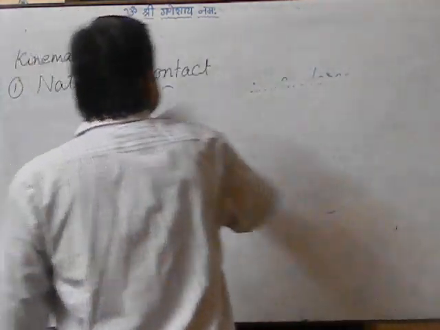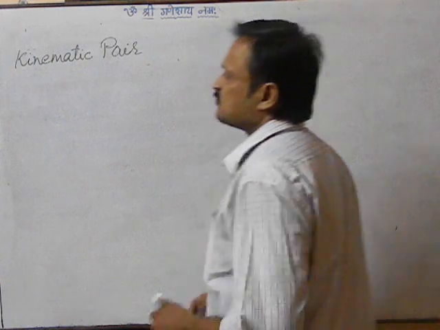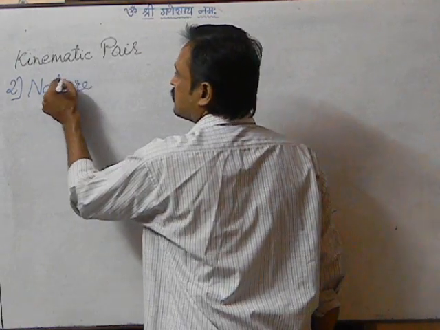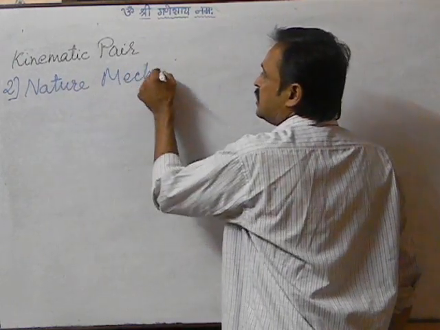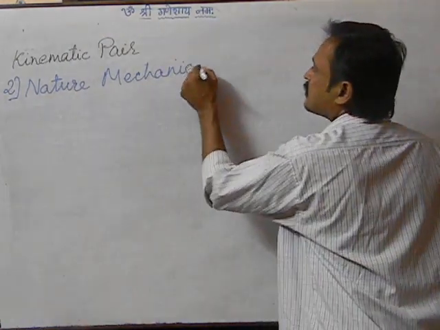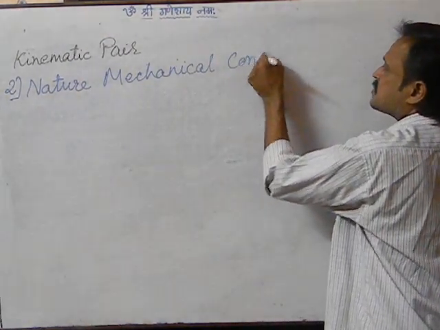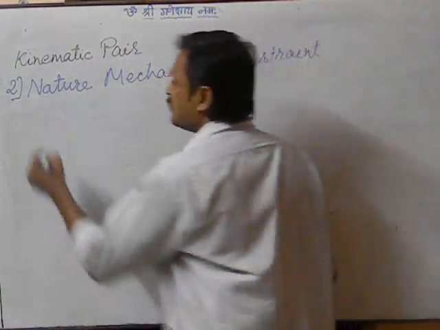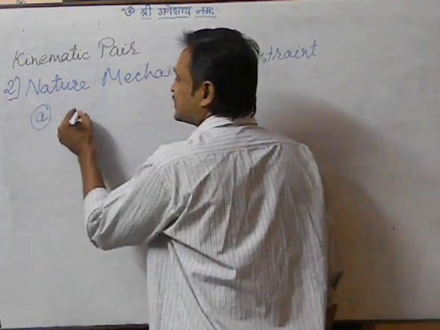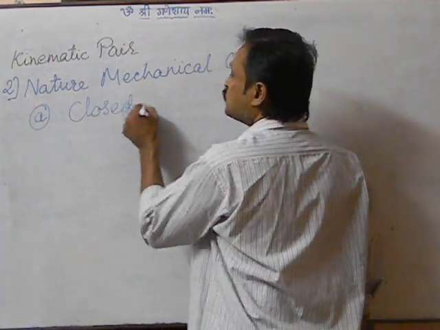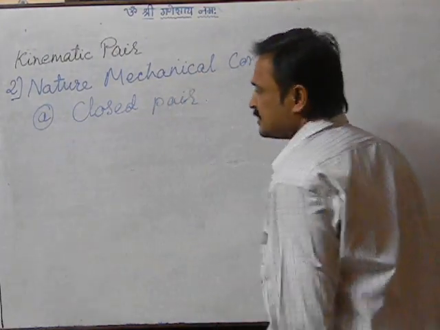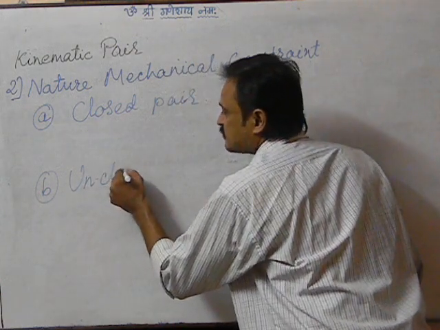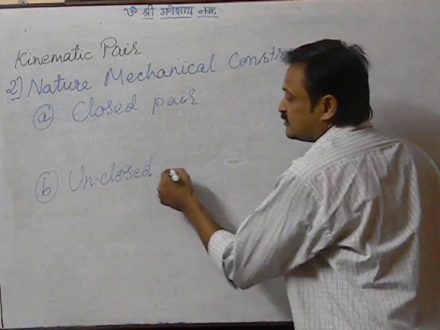Now the second classification is according to the nature of mechanical constraint. Constraint means restriction: how we are providing the restriction when we are forming a pair. In this, the first case we call a closed pair, and second we call it an unclosed pair. We don't call it open pair, we call it unclosed pair.